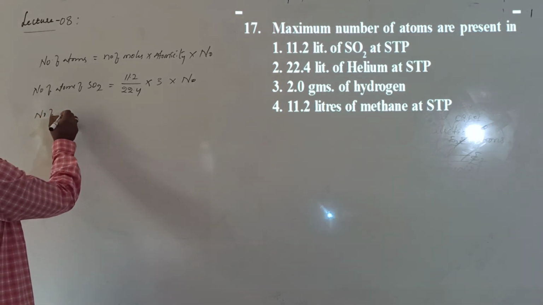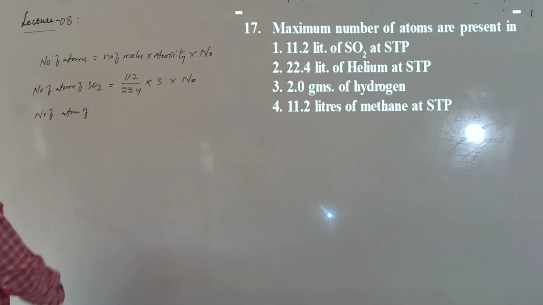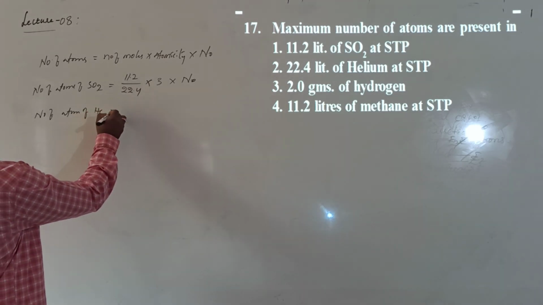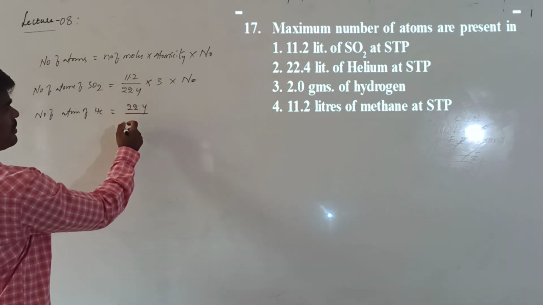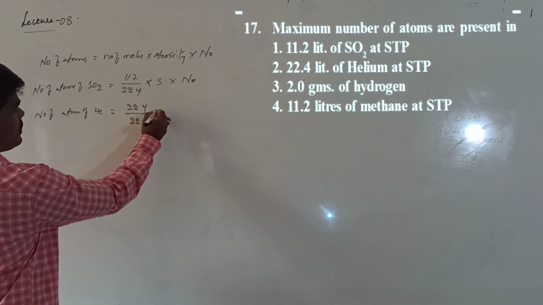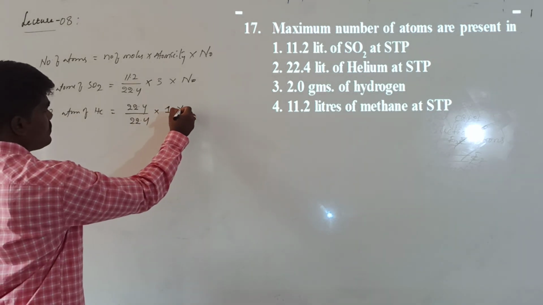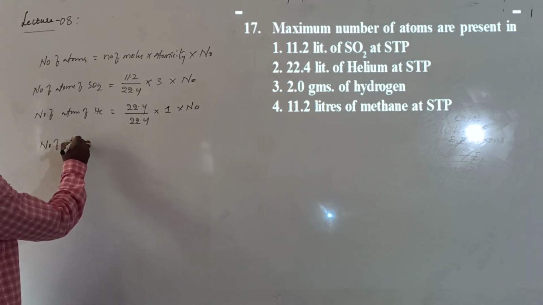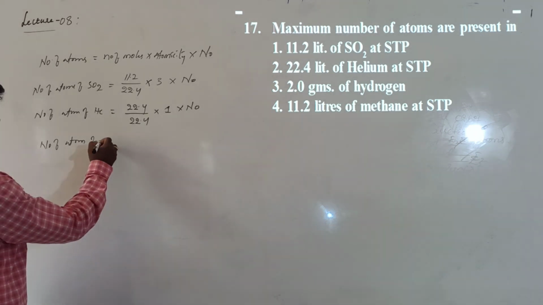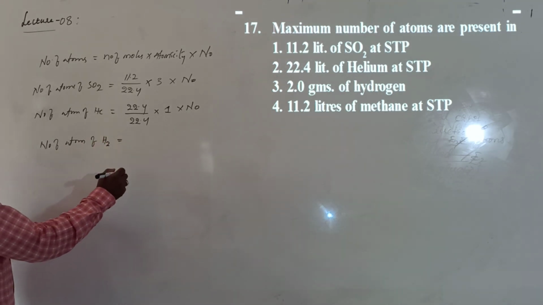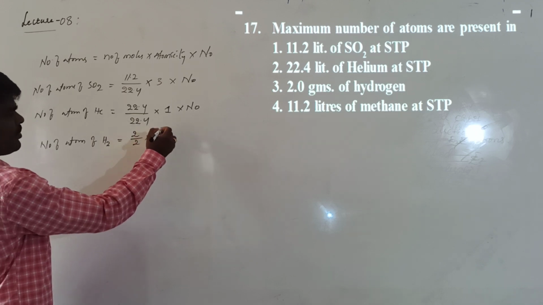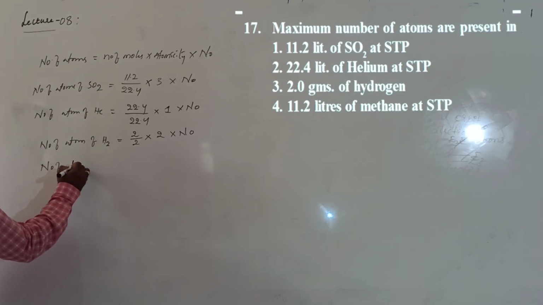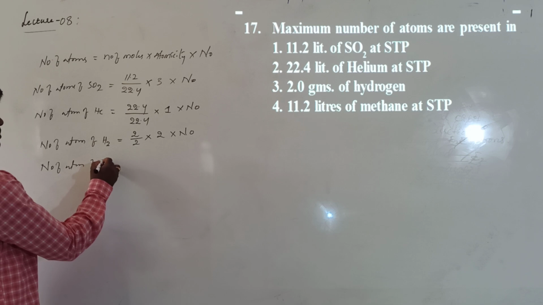Number of atoms of, what is this given? Helium. 22.4 upon 22.4. How many atoms are there in helium? 1. So it will be multiplied with Avogadro number. And the number of atoms of, what is this given? Hydrogen. How many grams? 2 grams is given. Molar mass is 2. And number of atoms are 2 into Avogadro number. And the number of atoms of, what is this? Methane.